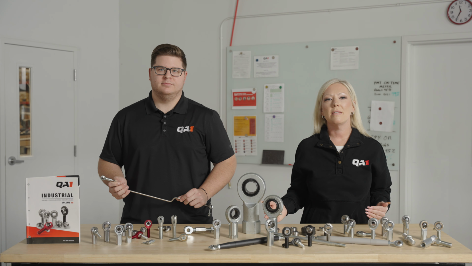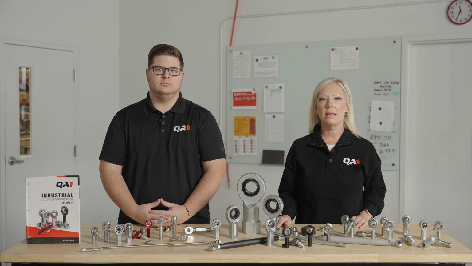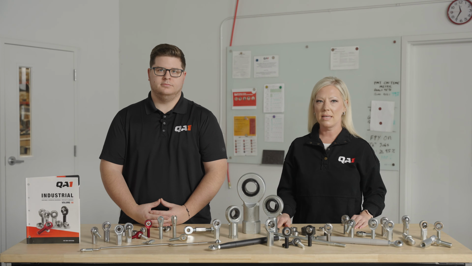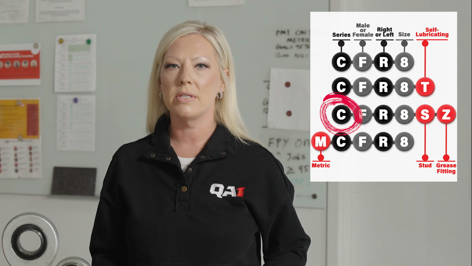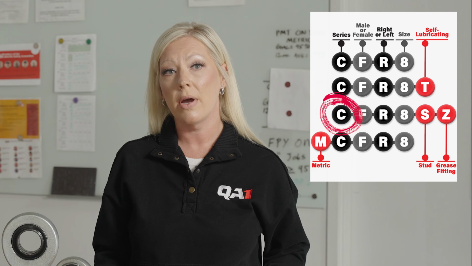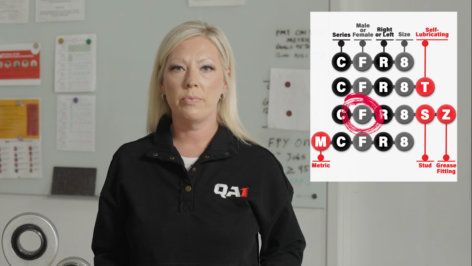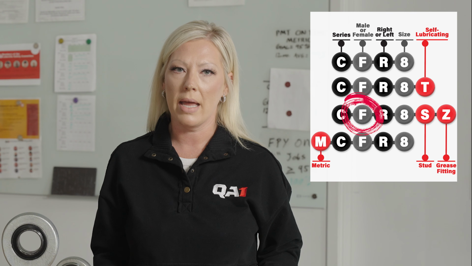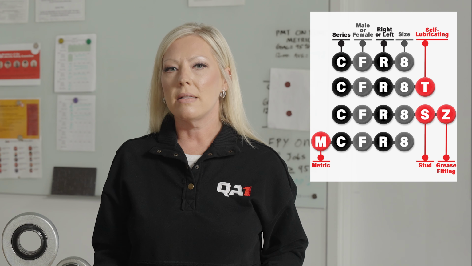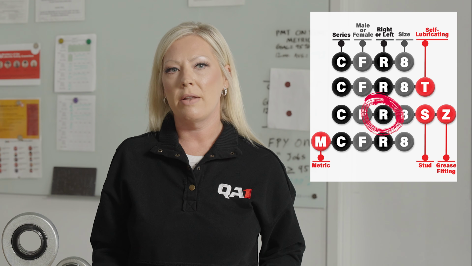Before diving into the selection process, let's spend a moment on part numbers. QA1 uses intelligent part numbering, so the part number values have real meaning. Let's look at this example of a rod end, the CFR8SZ. Reading from left to right, we see the letter C, which is the series of rod end, in this case a two-piece rod end. Next we see F, which means this rod end has a female thread. After that is the letter R, which signifies right-hand thread.